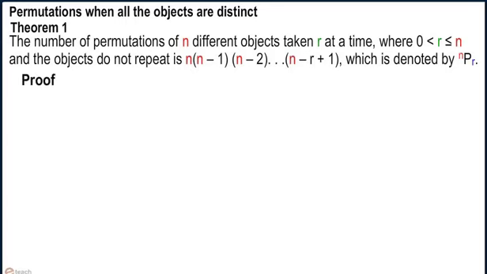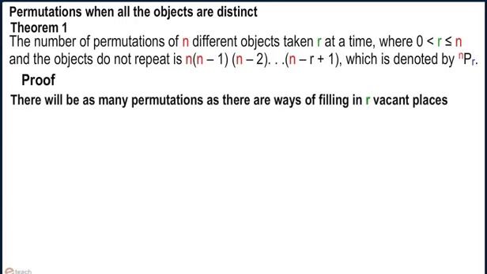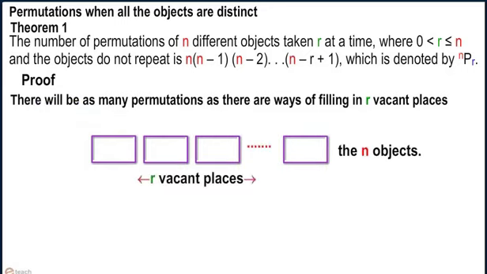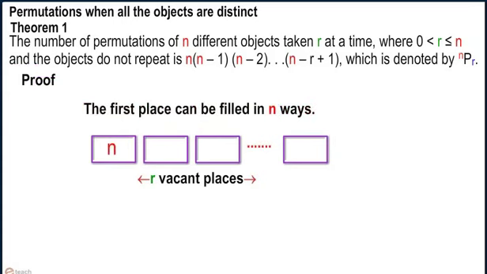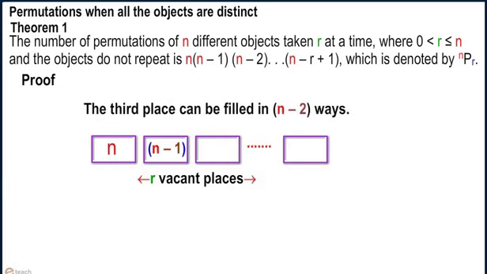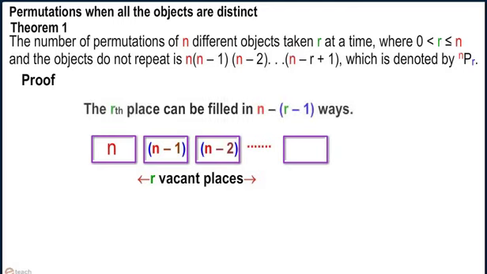Let's see the proof. There will be as many permutations as there are ways of filling in r vacant places. The first place can be filled in n ways. The second place can be filled in n minus 1 ways. Similarly, the third place can be filled in n minus 2 ways. And so on. And finally, the rth place can be filled in n minus r plus 1 ways.